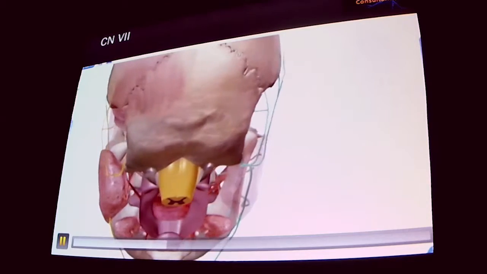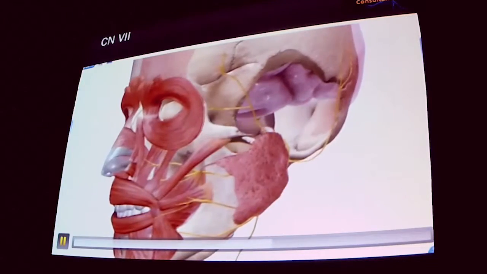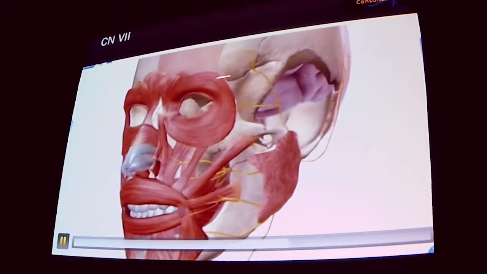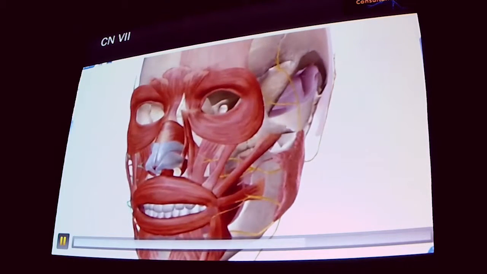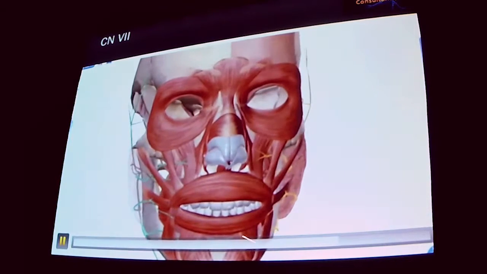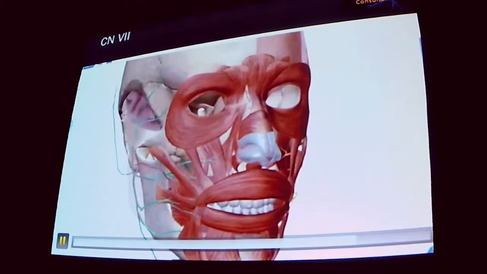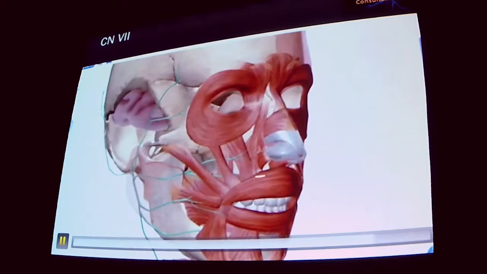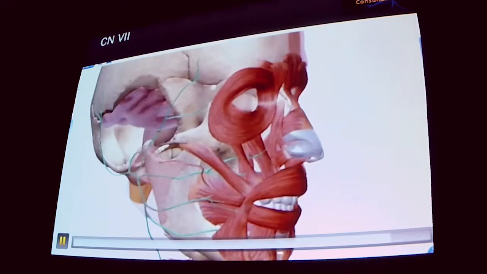There's 5 branches of the nerve. There's your temporal branch, which innervates your frontalis muscle. There's your zygomatic branch, which innervates your orbicularis oculi. So your frontalis muscle is going to be here. Orbicularis oculi here. Your buccal branch, which is your orbicularis oris. Your marginal mandibular branch, which is your mentalis muscle. Mentalis muscle is down here.